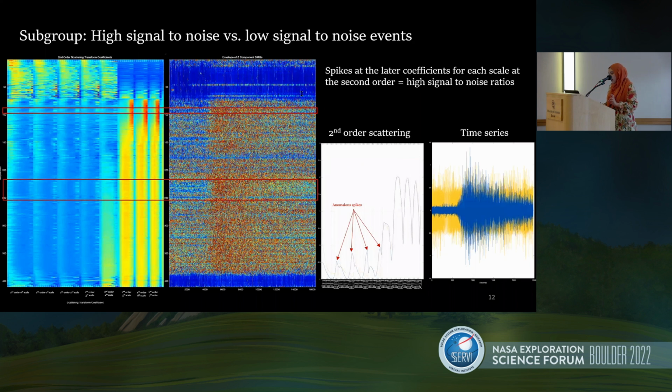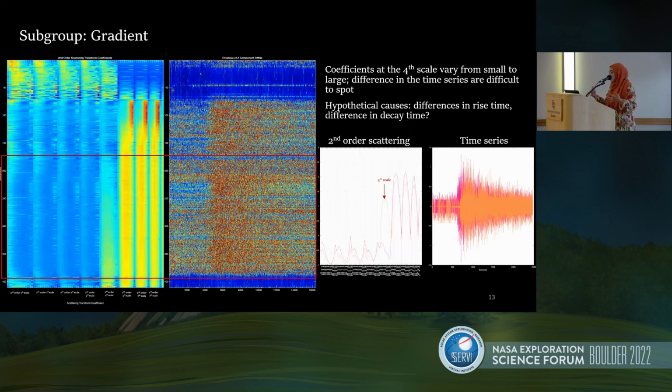The last subgroup, and maybe the most interesting, is one that I've called gradient, and it is highlighted at the bottom half of my left figure. Here, the coefficients at the 4th scale vary from small to large. This is really preliminary, and we don't exactly know why they're doing this because the differences in the time series are really difficult to spot. We don't know what they are. There are hypothetical causes, differences in rise time, differences in decay time, but we're not seeing those in the events that we're seeing.